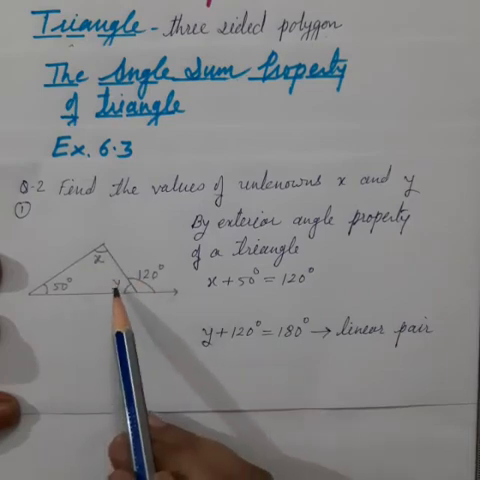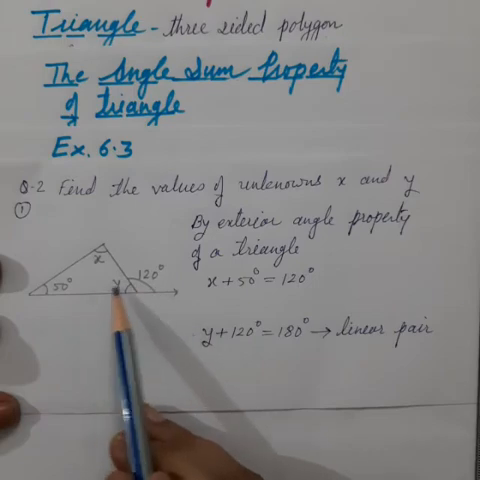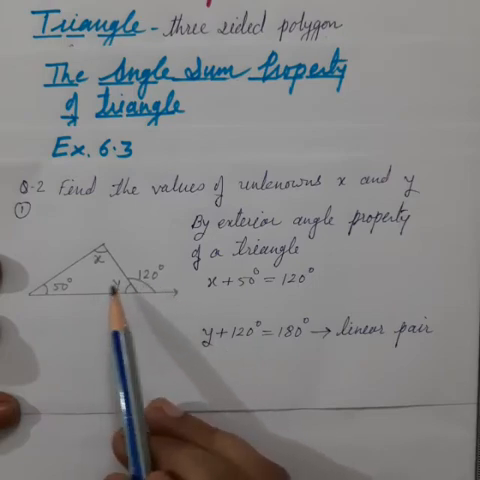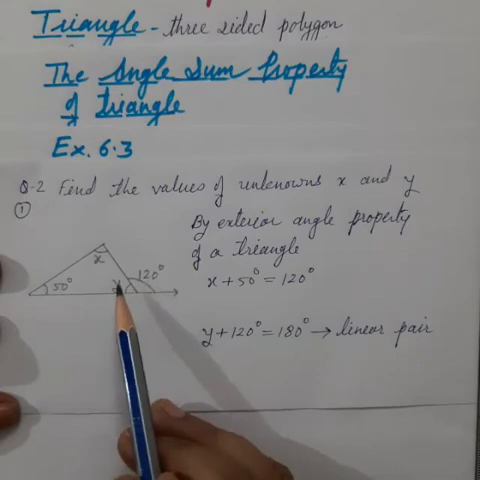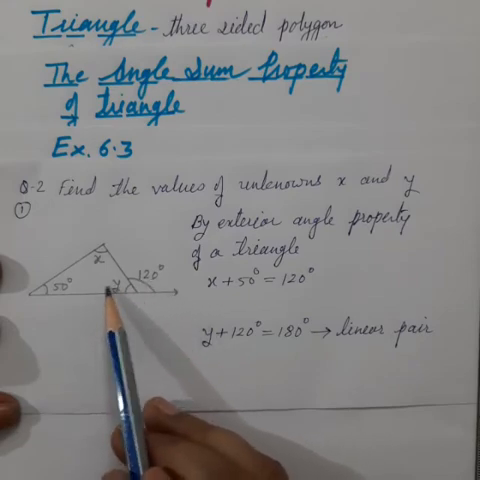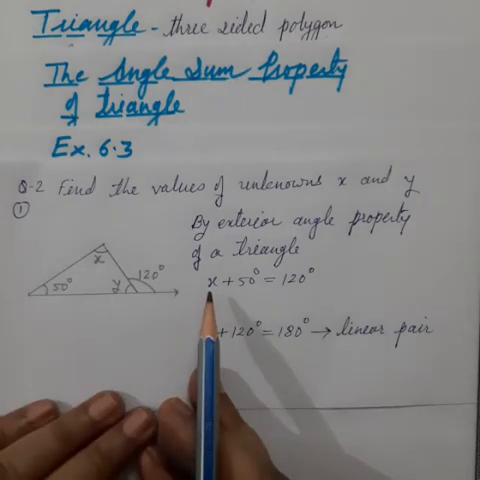And to get the value of y, we will use the linear pair. These two angles form a linear pair, meaning they are supplementary. The sum is 180 degrees. So to get the value of y, subtract 120 degrees from 180 degrees. We'll get the value of y.